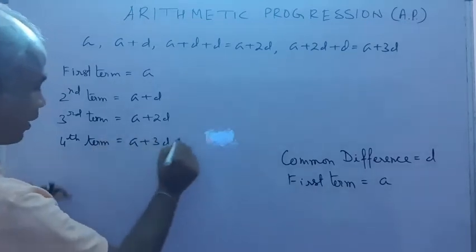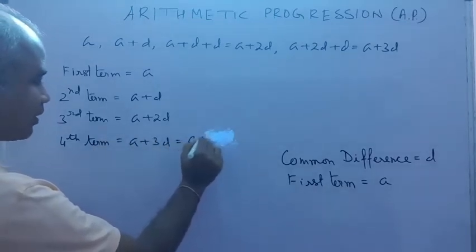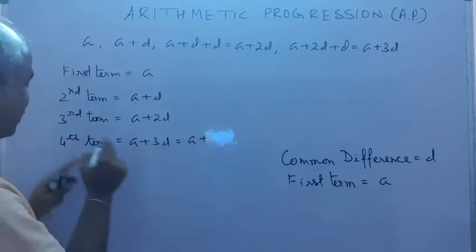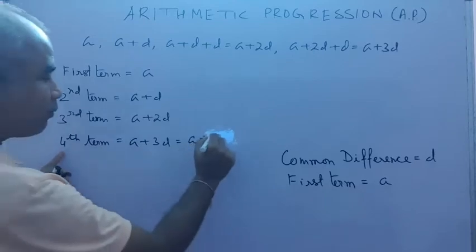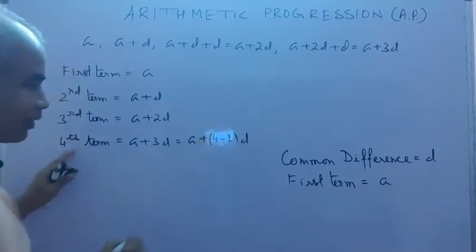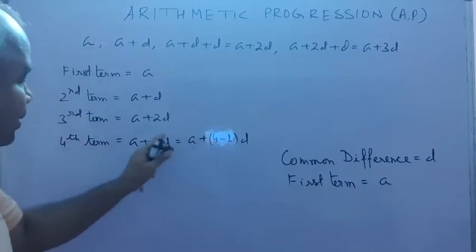In the fourth term, suppose I start from this, a is always there. What is the coefficient of d? Coefficient of d is 3. 3 means actually the position is 4. So the position of the term was 4, so it is 4 minus 1 into d. The coefficient of d is 1 less than 4.